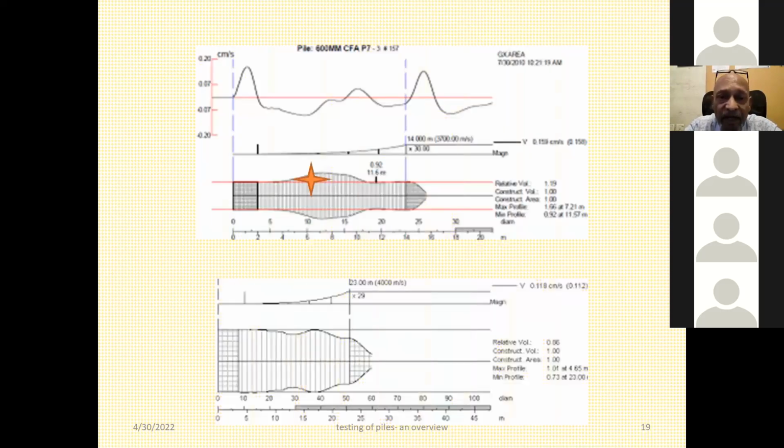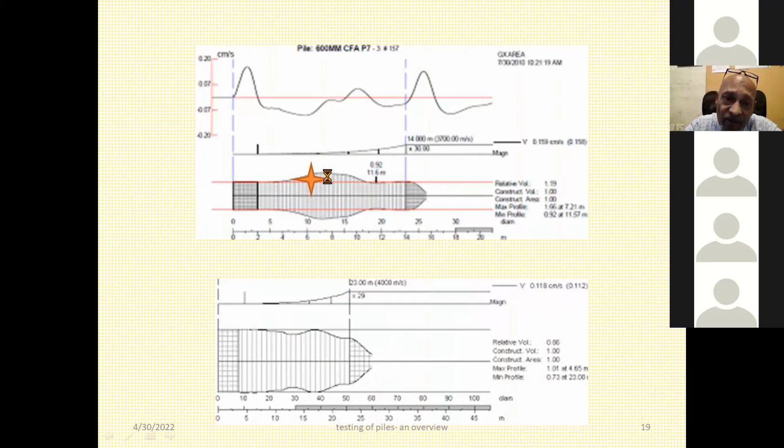This is another way of giving the same output. Different outputs are possible from the computer. This is not actually the shape of the pile. It's not that pile, this is giving shape of the pile. Actually, this is giving only deformation of the pile.